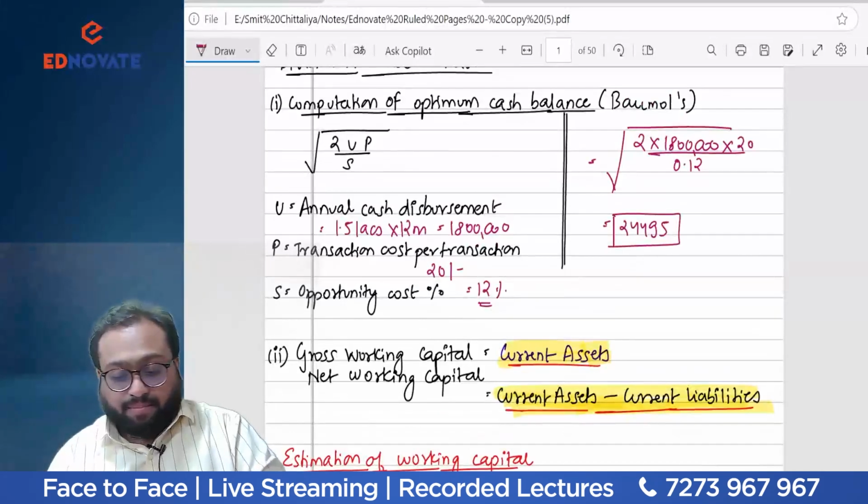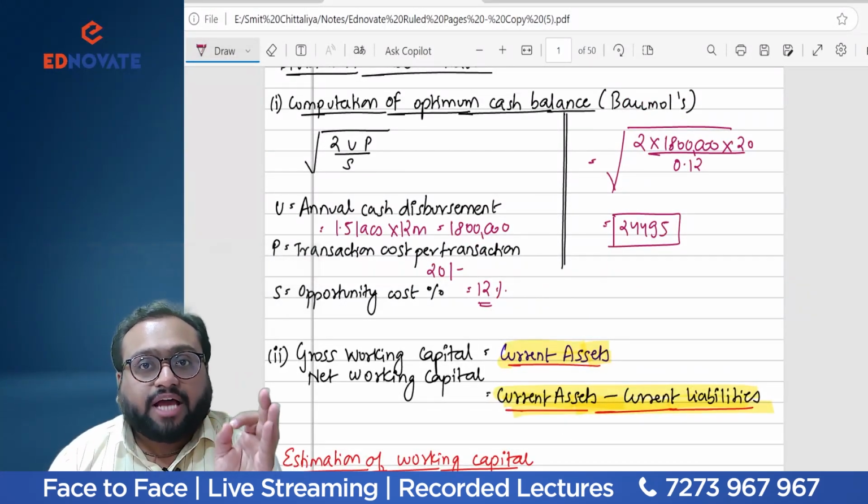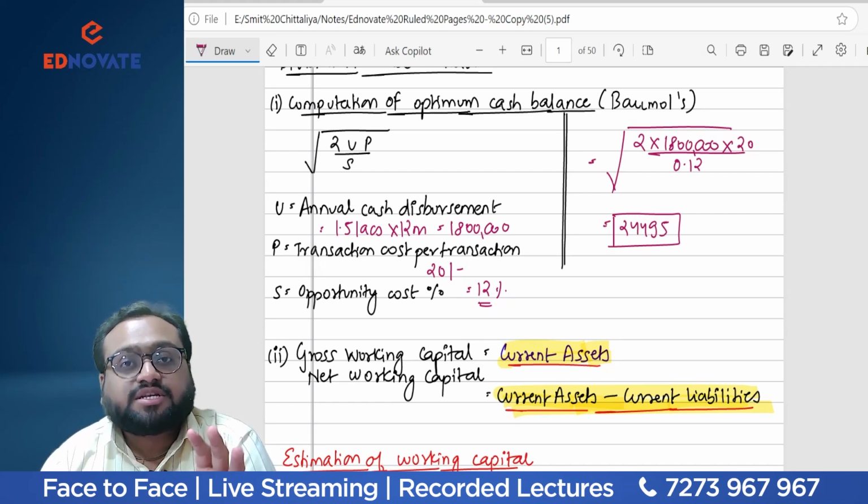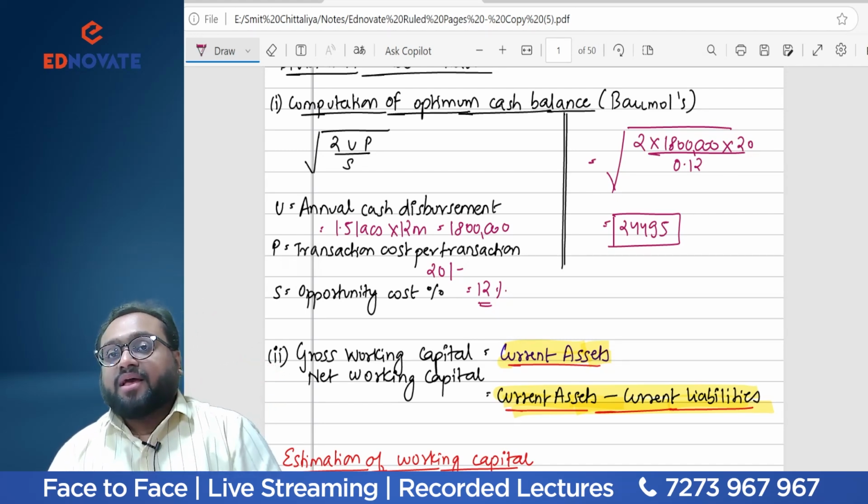We have calculated the minimum cash balance or the optimum cash balance. Optimum cash balance is the minimum cash balance also, which is required to be kept in the business for the smooth operation of the business. Now going to the second part.